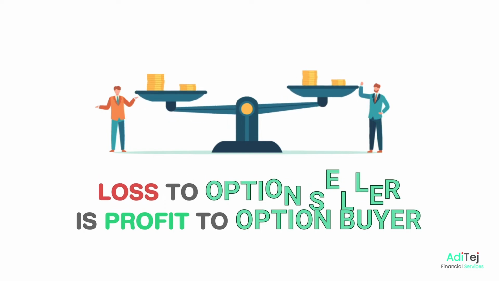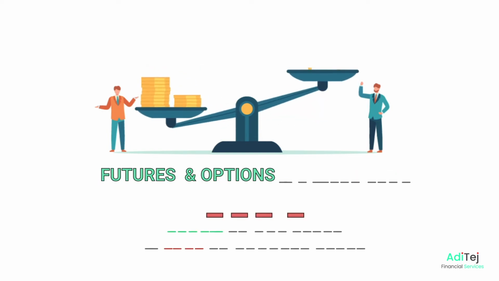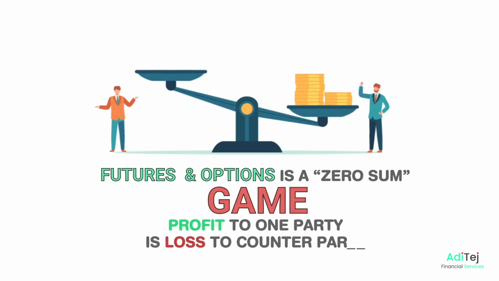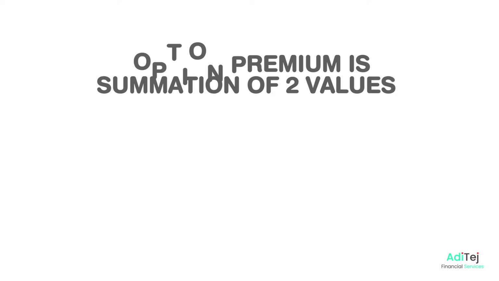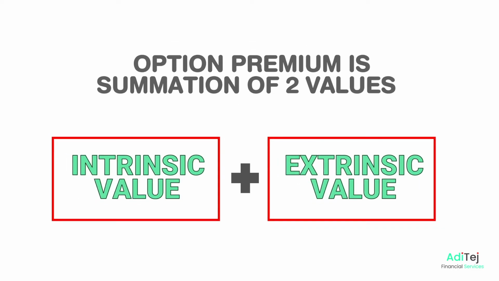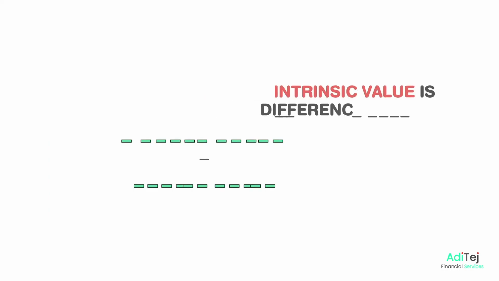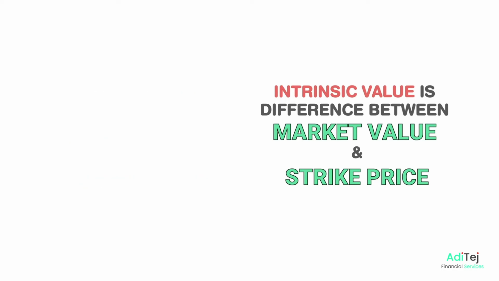The loss to an option seller is a profit to an option buyer. Futures and options is a zero-sum game. Profit to one party is a loss to another counterparty. Option premium is a combination of two values, intrinsic and extrinsic value. Intrinsic value is the difference between the market price and the strike price.